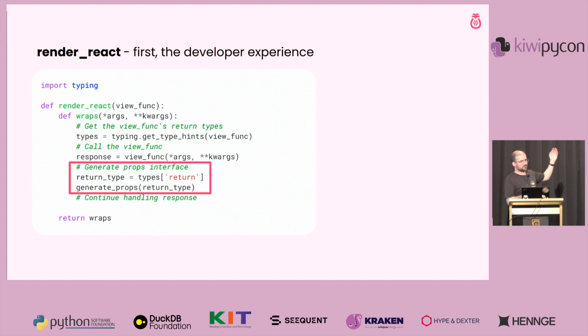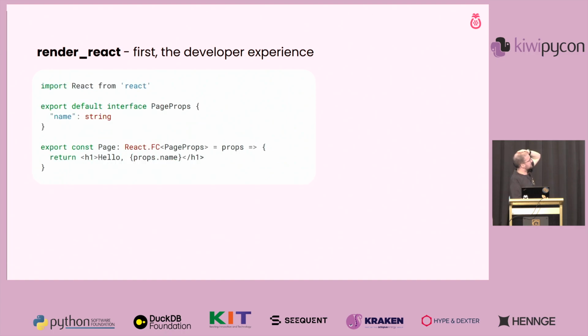And then again, for the sake of brevity, I've removed a bunch of code here. But what we then do is we pass that return type object and we output to a string the TypeScript interface equivalent for that React page. Now you're probably thinking, if you're not used to React, what did he just say? TypeScript interface equivalent? That's complex. So let me show you some code.